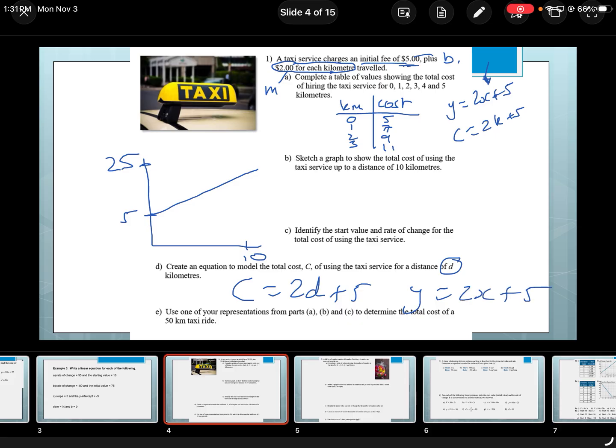Use one of your representations from part A, B, or C to determine total cost of a 50-kilometer ride. We're going to go ahead and put 50 into here. So it's going to be 2 times 50, which is 100, plus 5. So it's going to be $105. Cool. I've got this one.